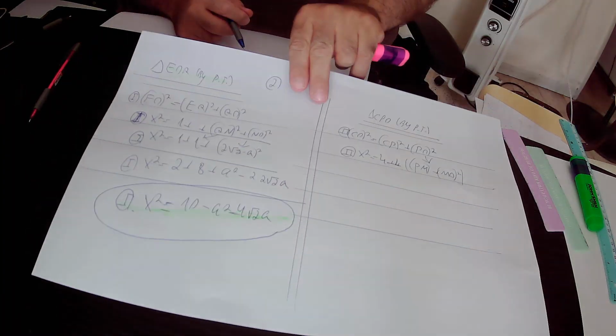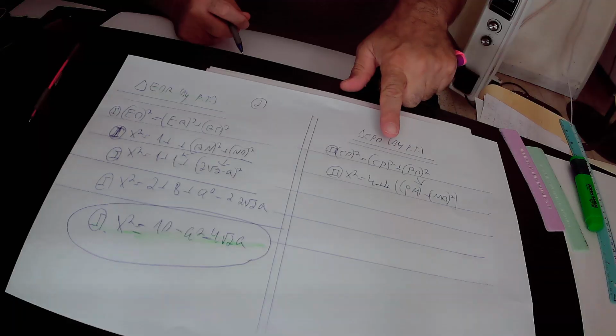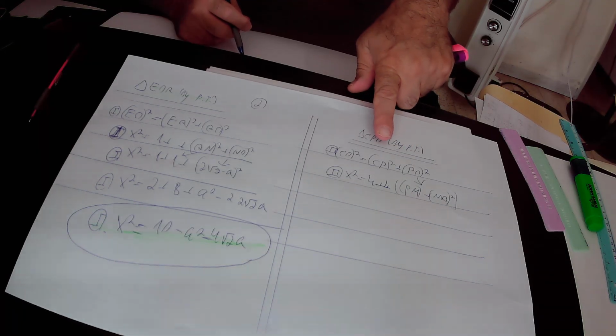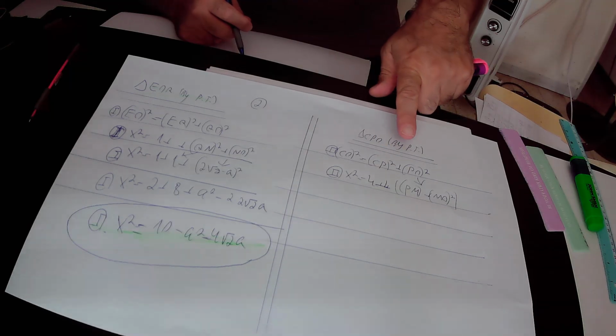We found out that CO squared equals CP squared plus PO squared. CO is x, therefore CO squared is x squared. CP is 2, therefore CP squared is 2 squared, that is 4.